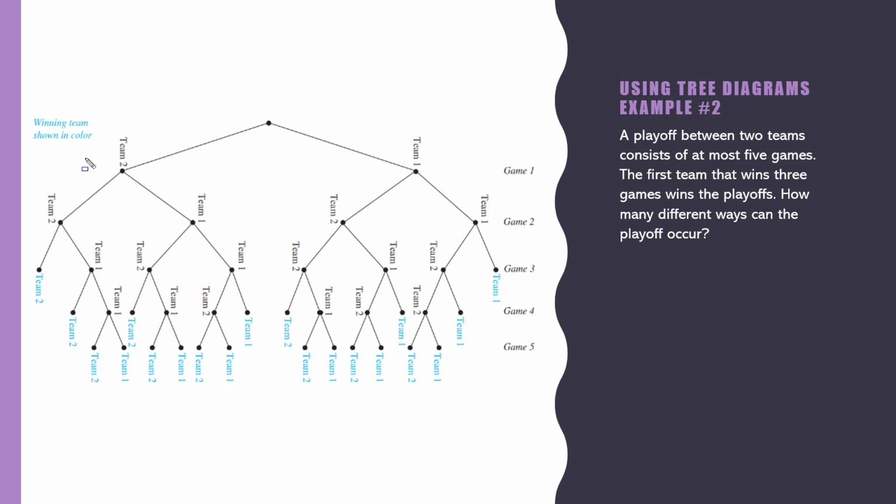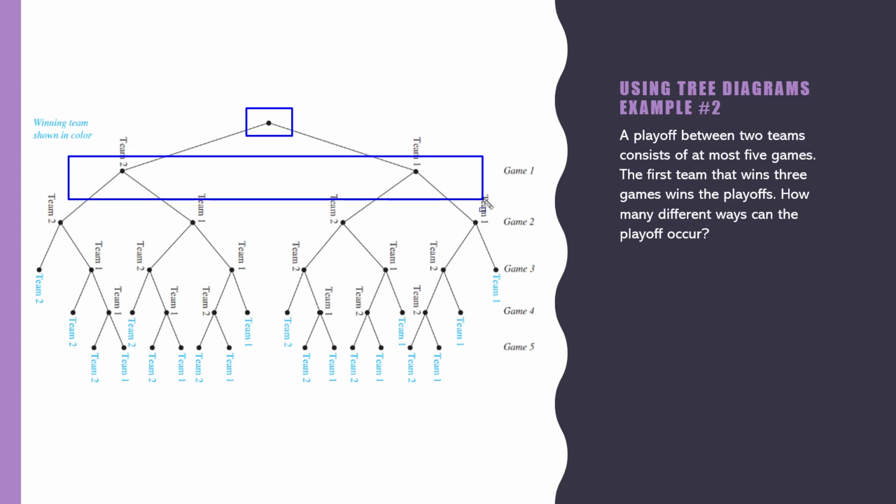This is the starting point, which is just our root node. And then we have game 1, which is right here. And in game 1, either team 2 will win or team 1 will win. Agreed? That's kind of obvious.